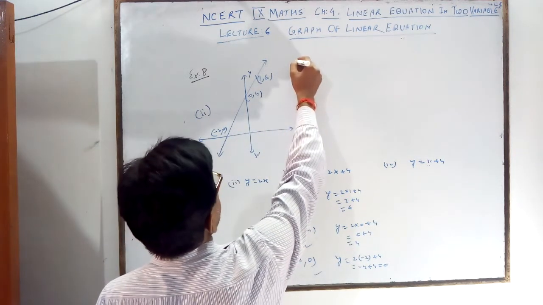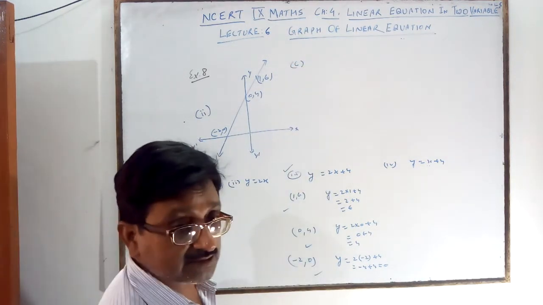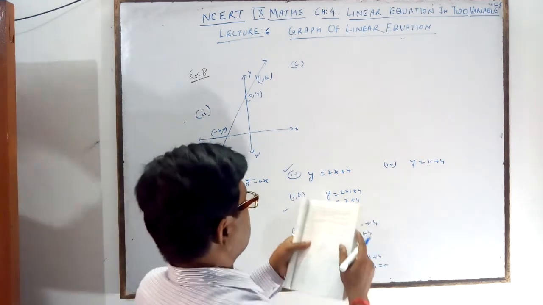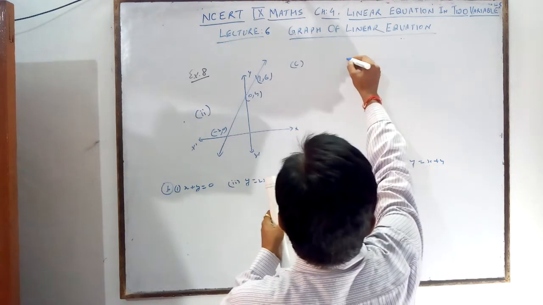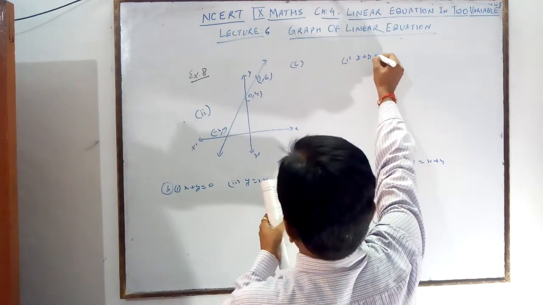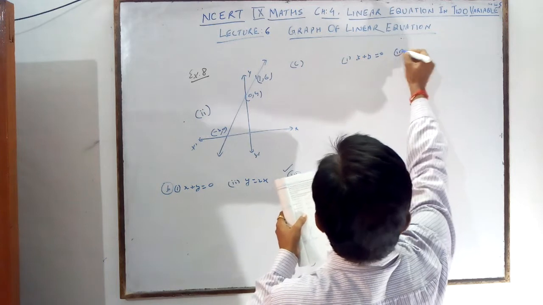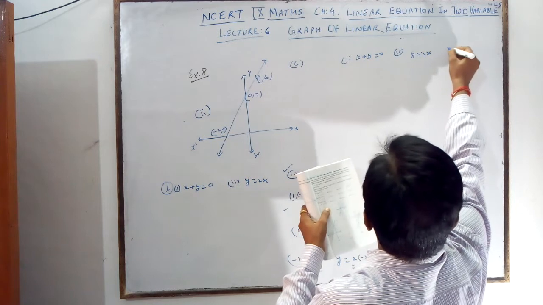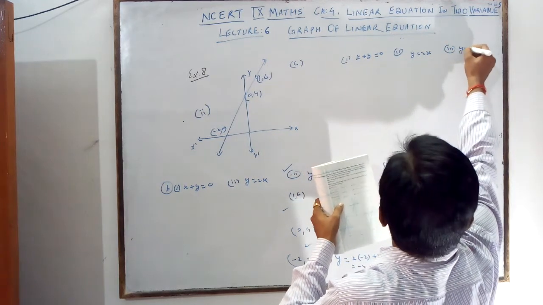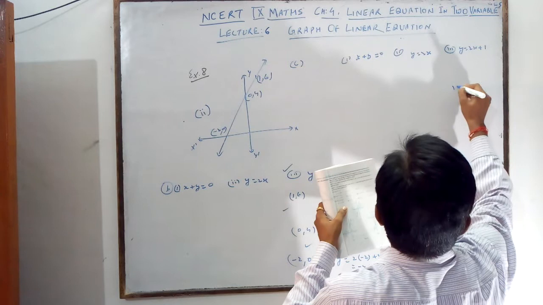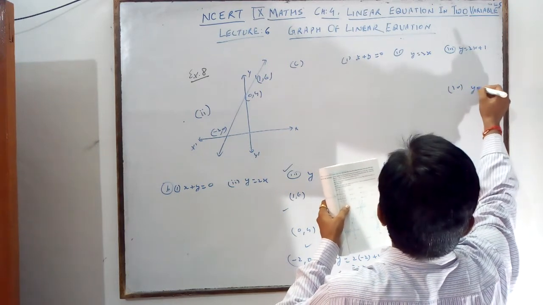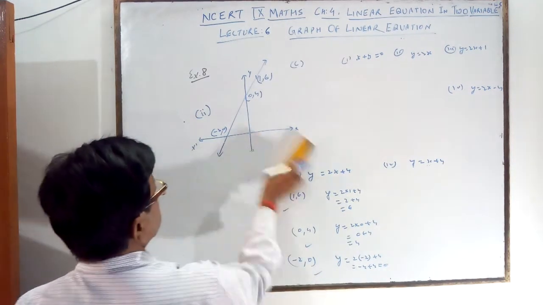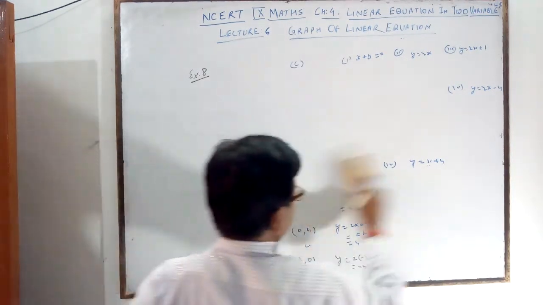And the C part is given. C part of this is given. First, x plus y is equal to 0. Second, y equal to 2x. And the third, y is equal to 2x plus 1. Fourth, y is equal to 2x minus 4. A figure is given for the C part of the example number 8.